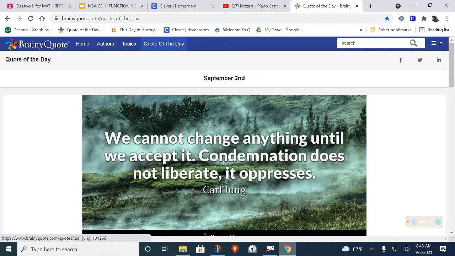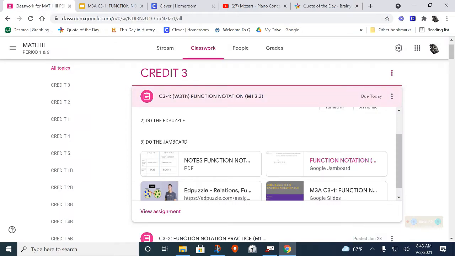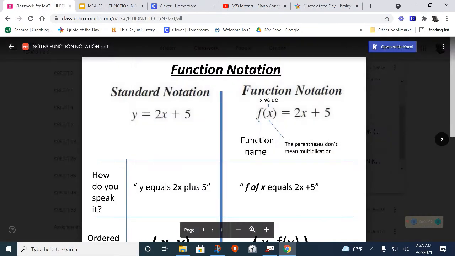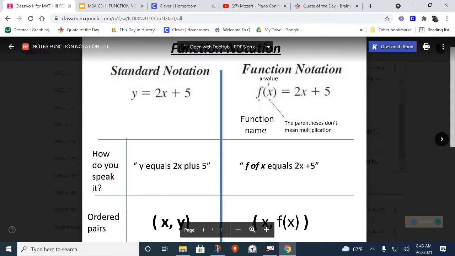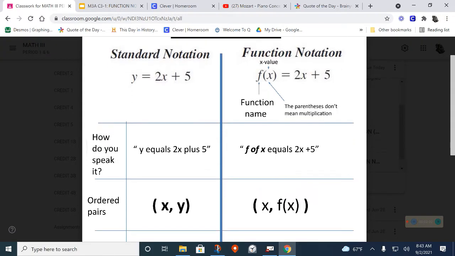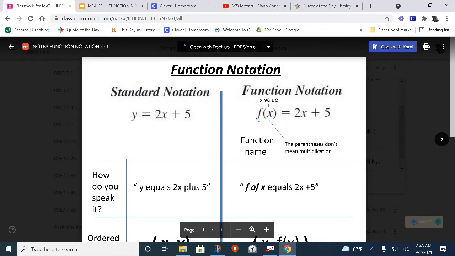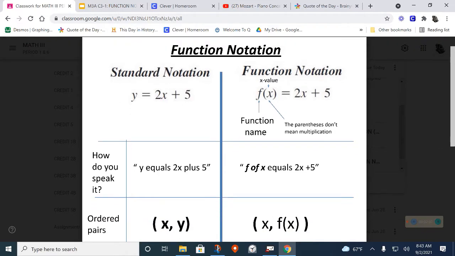Now, really quick, on C31, I gave you this PDF on function notation. This is for you to look at later. Right now, just look at my screen. This is for you to have, and you can write on this. I made a copy for each one of you digitally. When you were in junior high, math 1, math 2, functions were like this. Y equals 2x plus 5. You had the y, you had a 2x. We call that standard notation. But now, you guys are math 3 students.